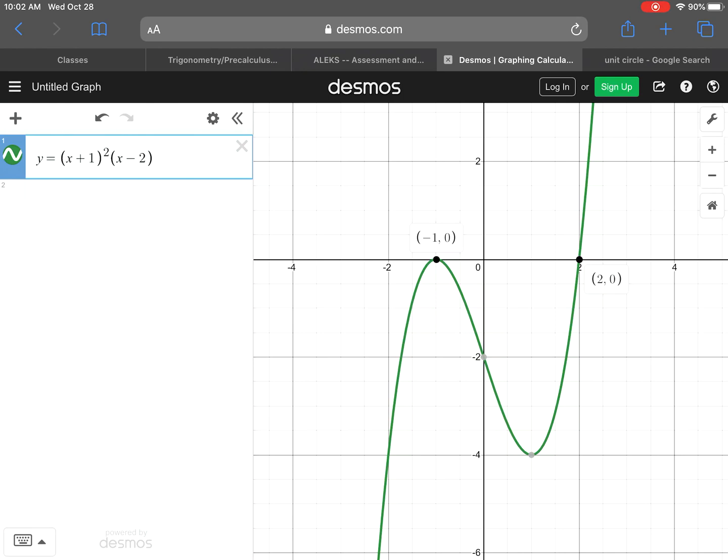And then note again, for x plus 1, the zero is negative 1. Because our exponent is an even exponent, it bounces at that point. For x minus 2, the zero is 2, because 2 minus 2 is 0. And the exponent is technically 1, which is an odd, so it passes through at that point.